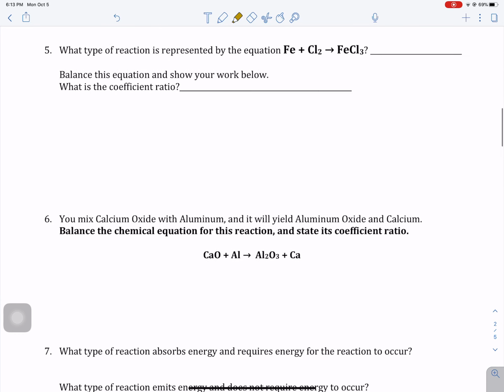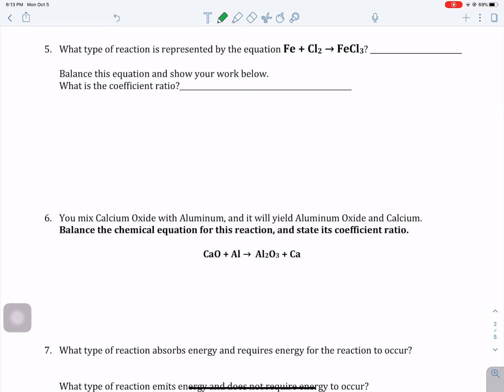Okay, so number 5. What type of reaction is presented in FeCl2? So iron and then chlorine, and it goes into iron chloride. Let's rewrite it real fast. So we have Fe plus Cl2 goes to FeCl3. Remember, if it's a type of reaction, we're going to be looking at synthesis, decomposition, or combustion.